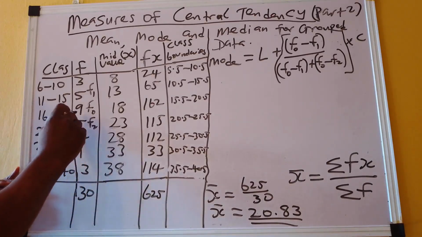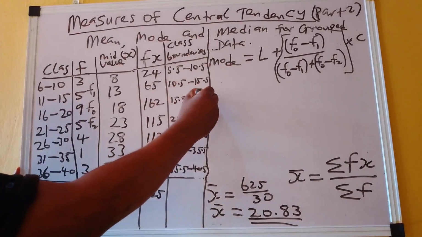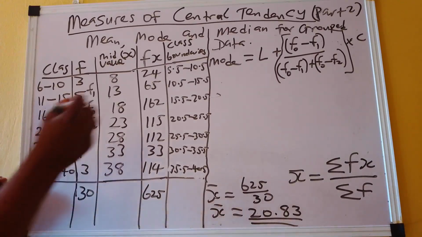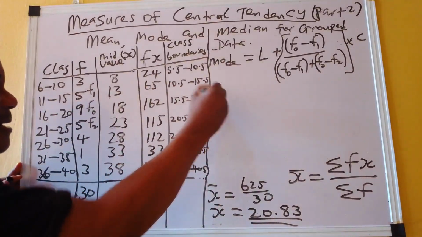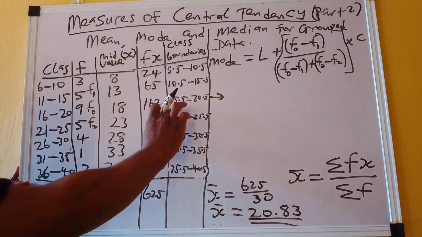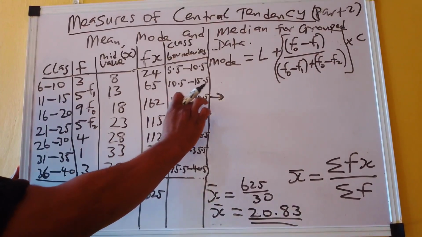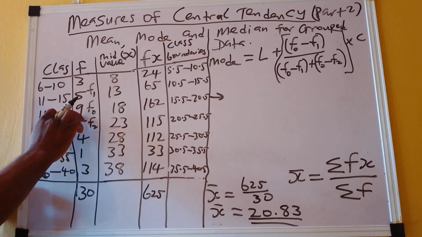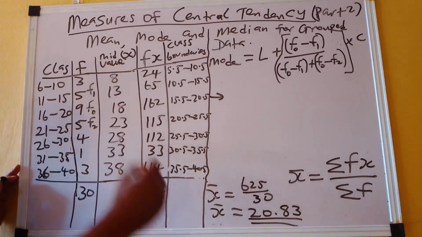Now, we already have the modal class. The modal class is this class. When you calculate the mode, it is expected that the value for the mode will fall within that class. The modal class is now between 15.5 and 20.5. So that is where the highest frequency is. Now let us go ahead to calculate the mode.